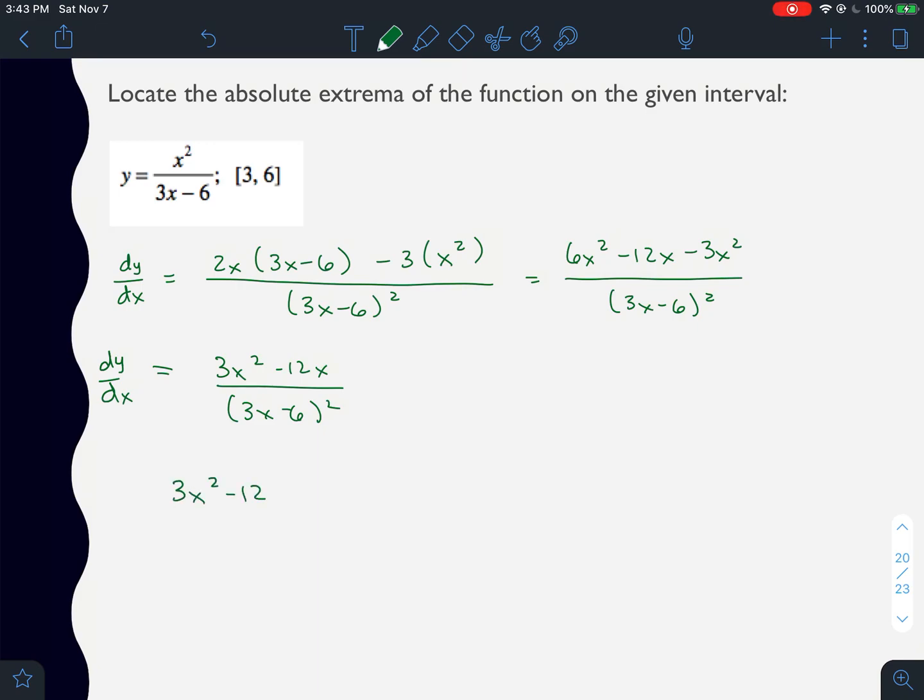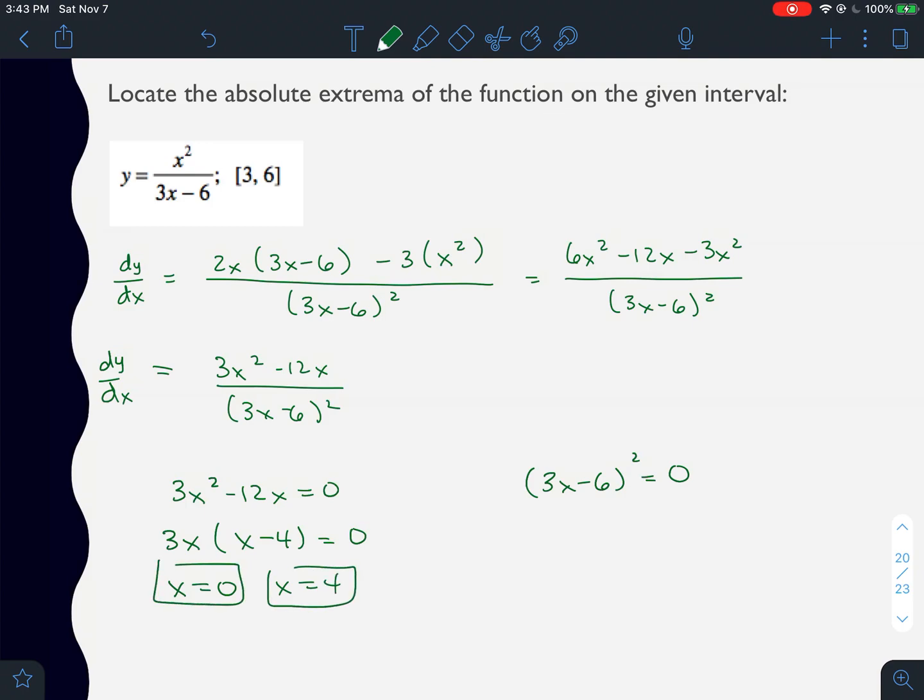All right, so my derivative is a fraction. I want to know when the derivative is 0 or undefined. A fraction will equal 0 when the numerator is equal to 0. So we want to know when 3x squared minus 12x equals 0. And a fraction is undefined when the denominator is 0. So we want to know when 3x minus 6 squared is equal to 0. Well, in the first one, I can factor out a 3x, and I get x minus 4. And so my critical numbers for my numerator equaling 0 are 0 and 4. So I need to test 0 and 4.